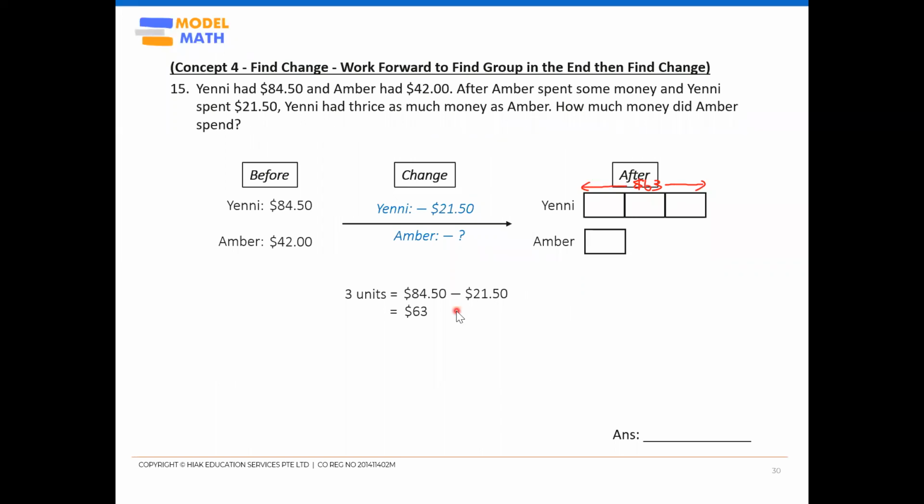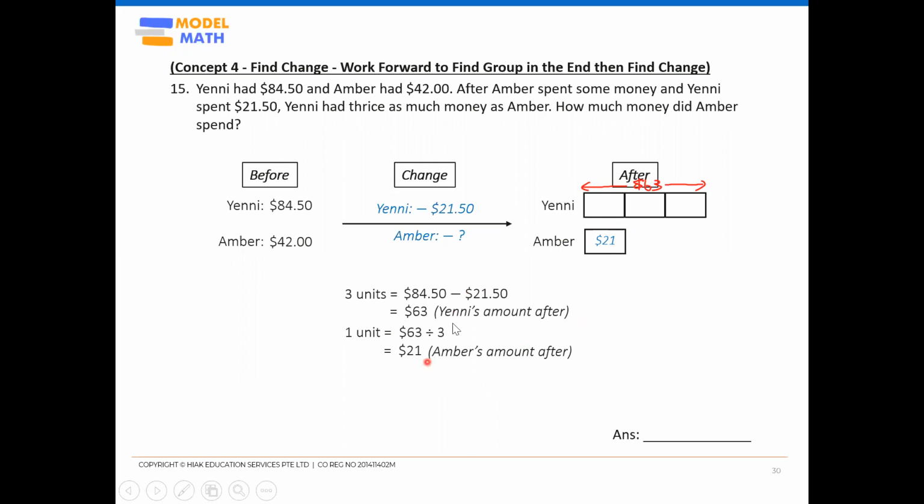Now, the next thing is I will work out the value of 1 unit. Always find 1 unit. So $63 is Yenny's after. Now, 1 unit will be $21 after you do the division. So what does this 1 unit represent? If you look at the model, you notice that 1 unit is actually Amber's after. So it'd be good if you record that down, $21 in the model.